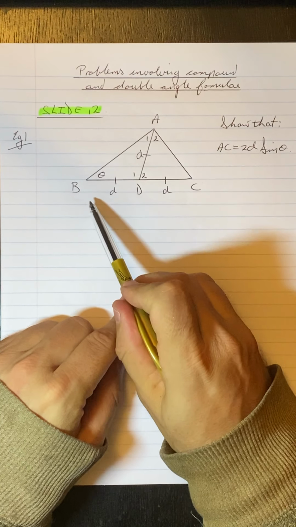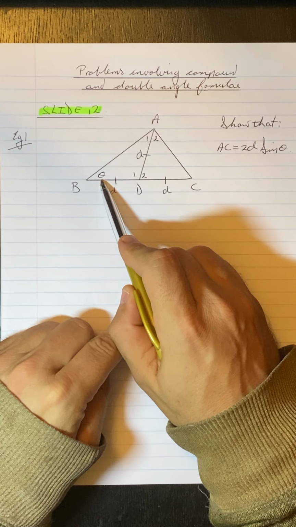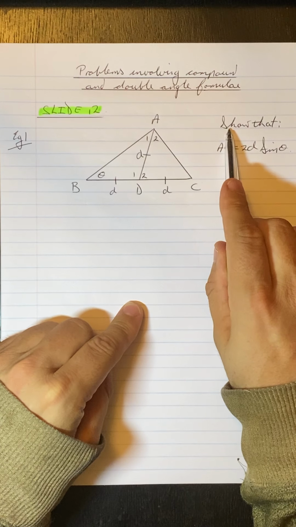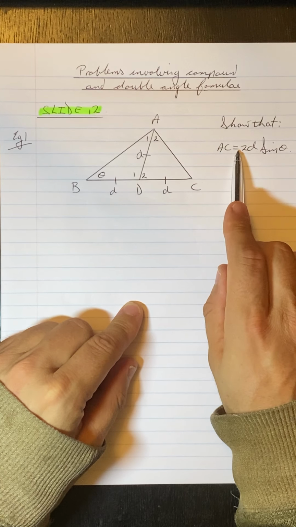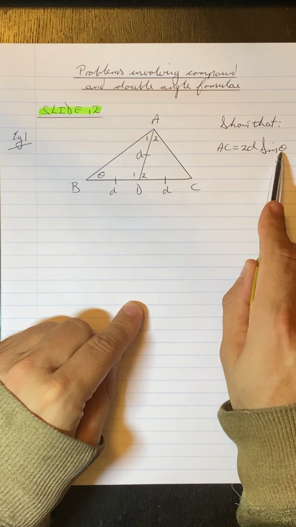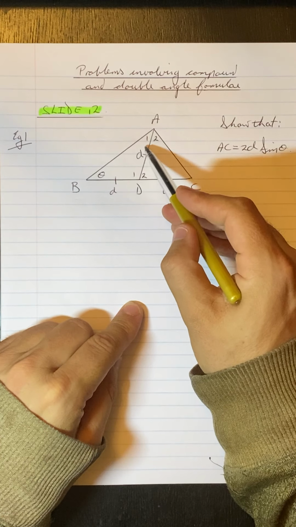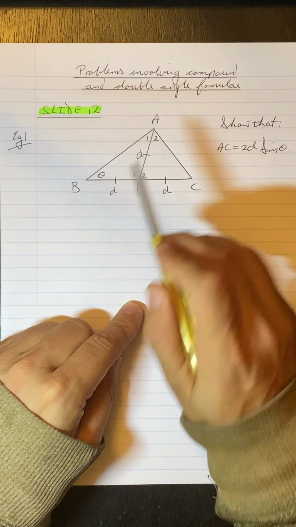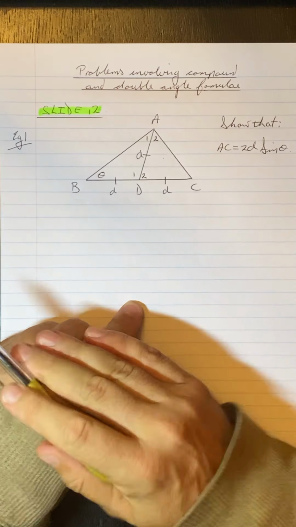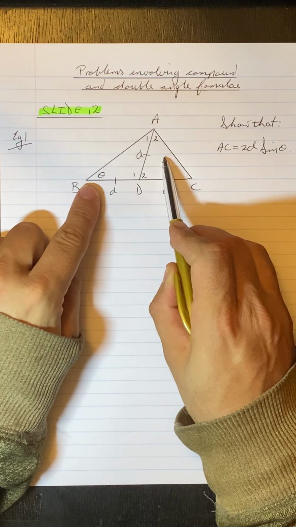It goes on to say that angle ABD is theta, and what we need to do is show that AC, this side over here, is equal to 2D sine theta. So the first thing I'm going to do is work in this triangle over here and try and get this information into this triangle here so we can find AC. So we need to get theta in this triangle somehow.